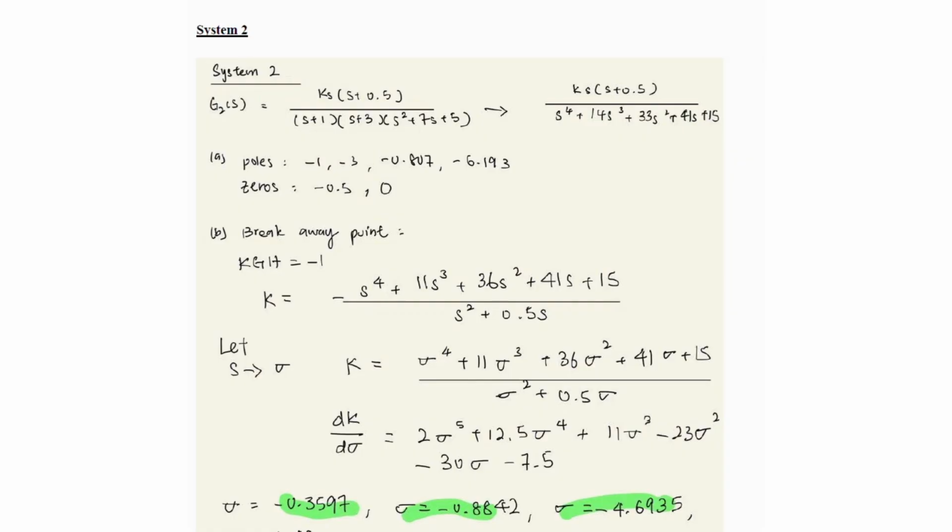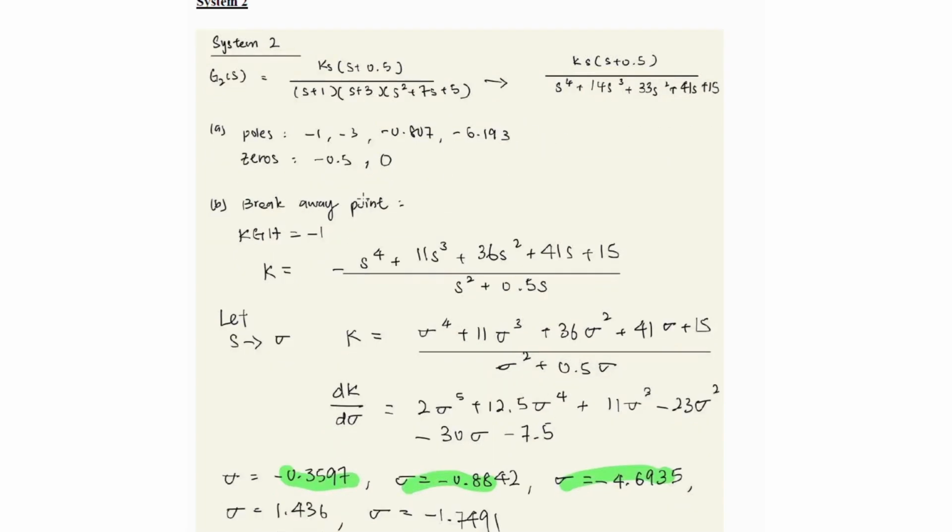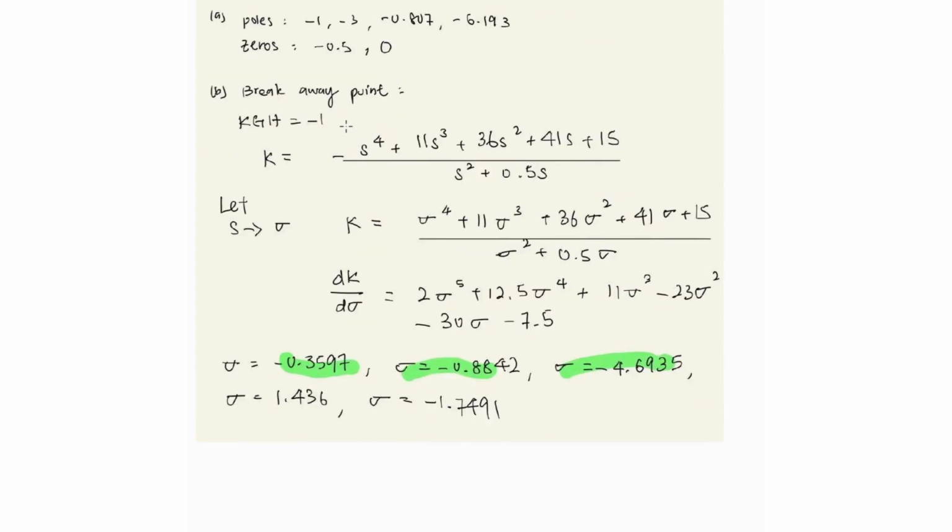For system 2, we get the transfer function K times s plus 0.5 over s plus 1 times s plus 3 times s squared plus 7s plus 5. Then we simplify it and get the poles and zeros for this transfer function. Part B is the breakaway point.